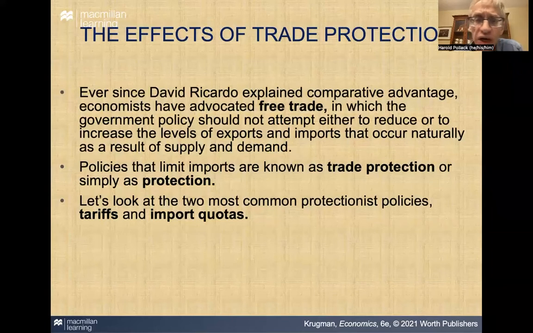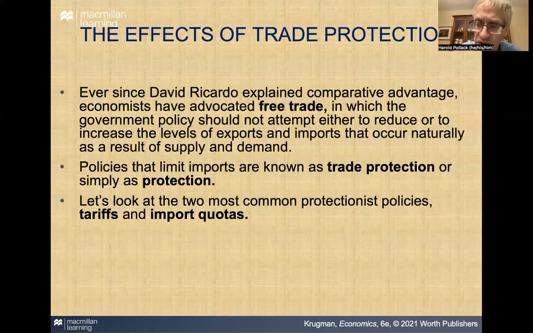So now trade protection. David Ricardo, great Portuguese economist, explained comparative advantage 400 years ago or something. Since then, economists have advocated free trade. This term free trade is a little bit polemical. One of those things where we've chosen the words that kind of lead to the conclusion that we want, but it means relatively open trade in which government policy should not attempt to either reduce or to increase the level of exports or imports that occur, I don't like this term, naturally, but that in a relatively unregulated market would happen as a result of supply and demand dynamics.